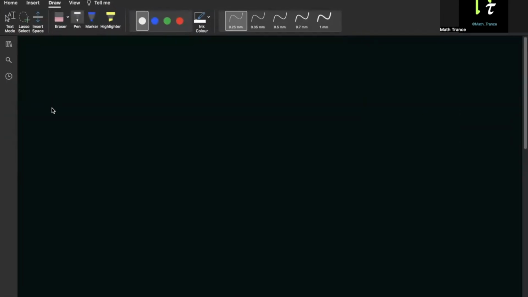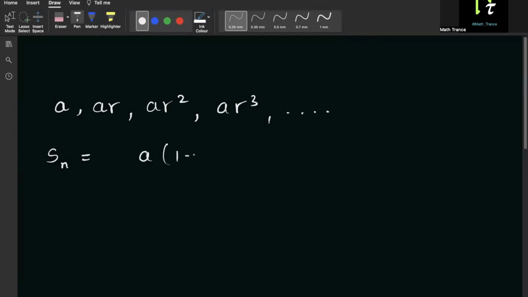So everybody knows what a GP looks like. It has terms like a, ar, ar square, ar cube, and so on. The sum of n terms is given by a times (1 minus r to the power n) divided by (1 minus r).